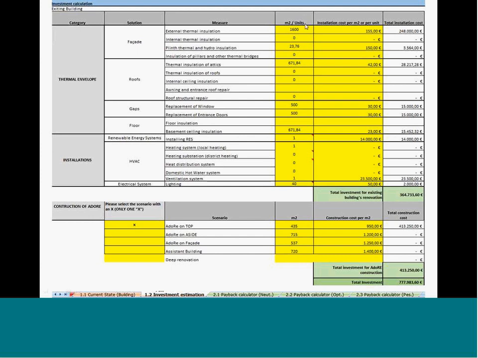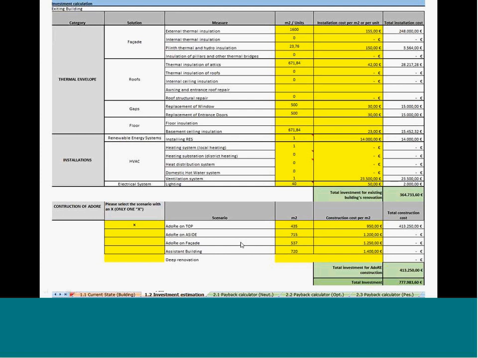In this column, the user should fill in the square meters or the units. For the energy systems, for instance, they have put 1 unit, but for the replacement of the windows, 100 windows, or they can fill in the meters replaced. In the next column, cost per square meter or per unit, the user should fill in the cost of this installation, and then the toolkit calculates the total installation costs, as we can see in the last column.